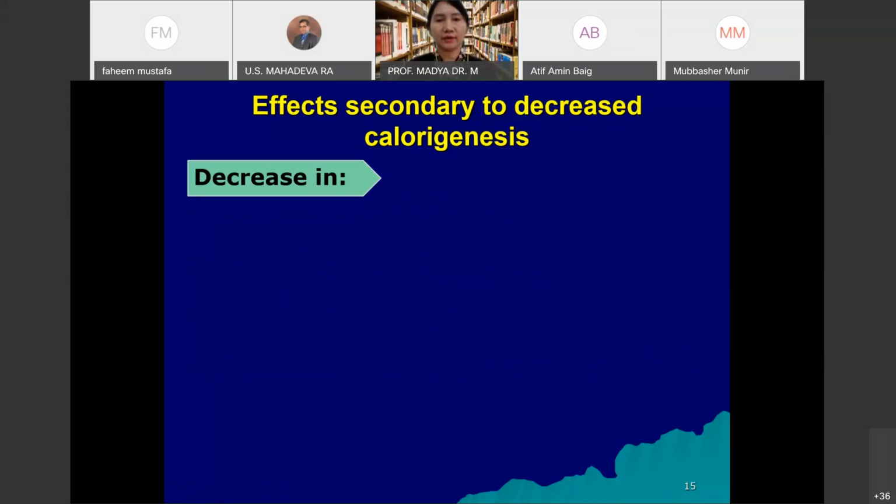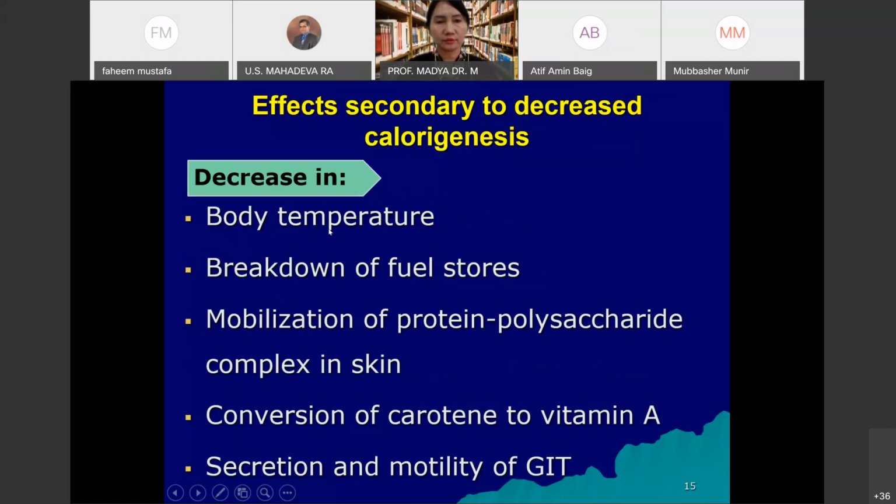So in hypothyroidism, with decrease in calorigenesis, the effects would be decrease in body temperature, and there will be decrease in breakdown of sugars and fats. So that's why there will be weight gain. We can see the obese person with hypothyroidism is due to the consequence of this effect. And there will be decrease in mobilization of protein polysaccharide complex in the skin. So myxedema is the consequence of this effect: accumulation of protein polysaccharides and subsequent retention of fluid.